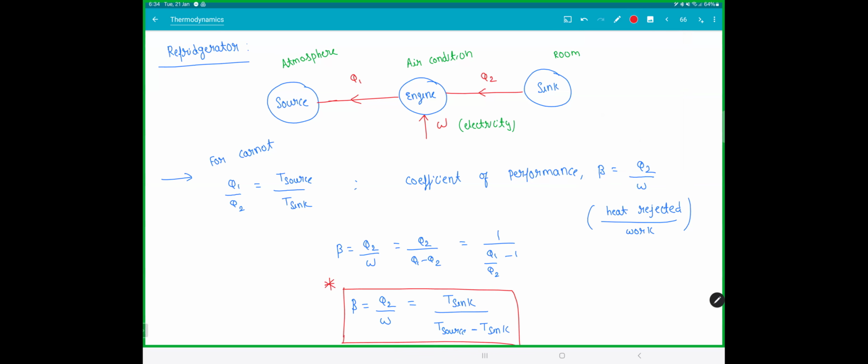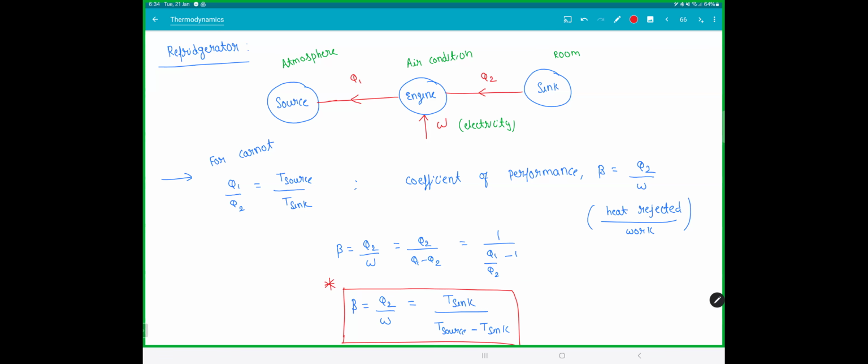So we don't study efficiency for refrigerators, we study something else. How much heat can you remove from the room per unit work? Which turns out to be T sync by T source minus T sync. And again, if you look at this formula here, you can clearly get work done is Q2 times T source minus T sync by T sync.